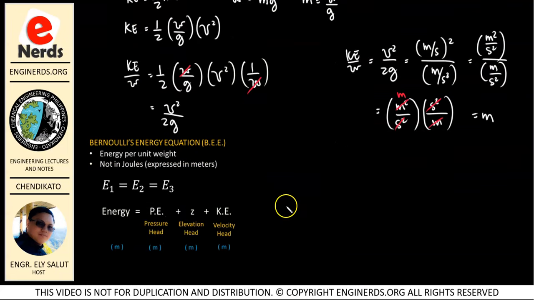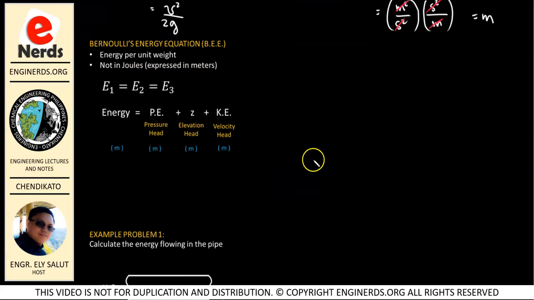Okay, so now let us apply that to our Bernoulli's energy equation. Sabi natin, in using Bernoulli's energy equation, as long as we have continuous flow, our energy at all points is equal. Okay, so they are all the same. So our energy at point 1 is equal to energy at point 2, and it's equal to energy at point 3. And we know that energy is equal to the pressure head plus the elevation head plus the kinetic energy, which is the velocity head. And all of this will be in meters.